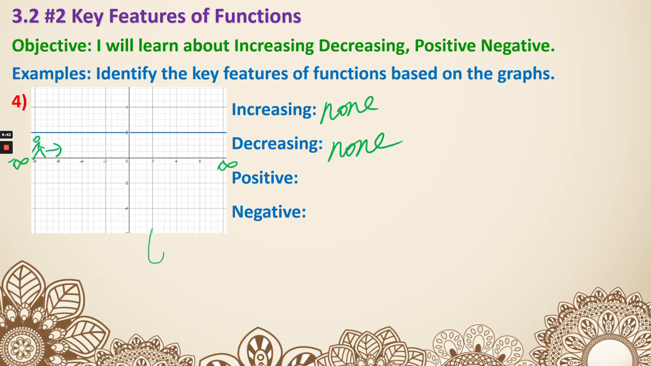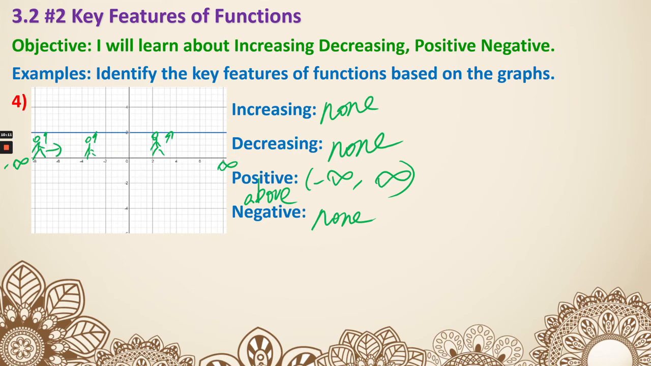And as he walks, you can see, oh, that's above me. He's here, that's still above me. Anywhere he walks, it's just always above him. So that means it's going to be from negative infinity to positive infinity for all the positive, because it's always above the ground. But there's nothing that is below the ground, so no negative.